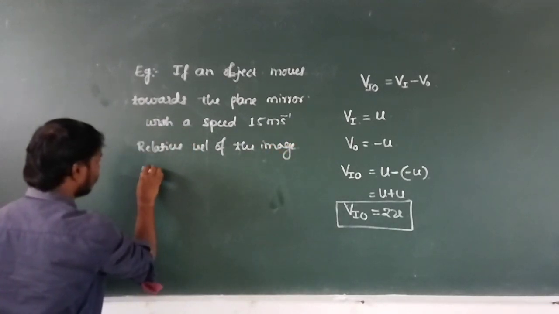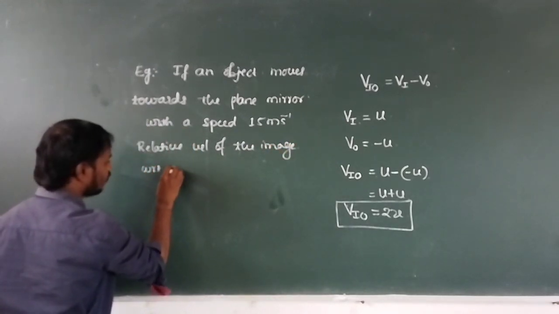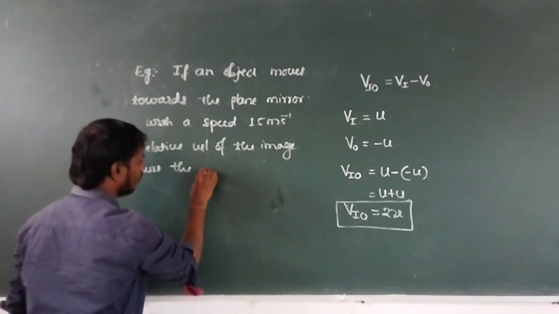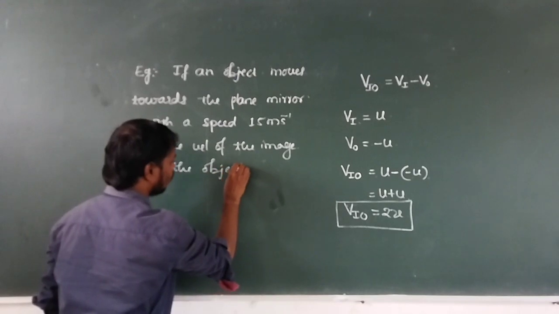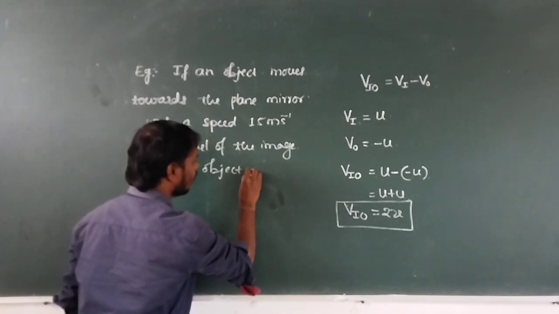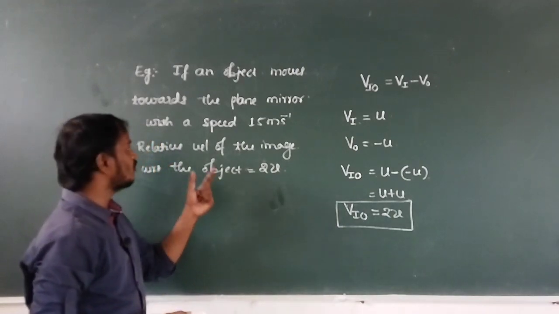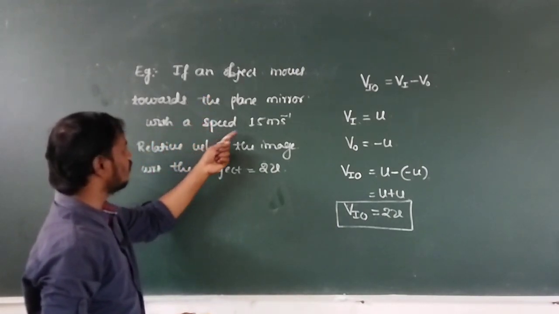with respect to the object is 2 times the velocity of the object, that is 2u. So what is the velocity of the object towards the plane mirror? That is 15 meter per second.